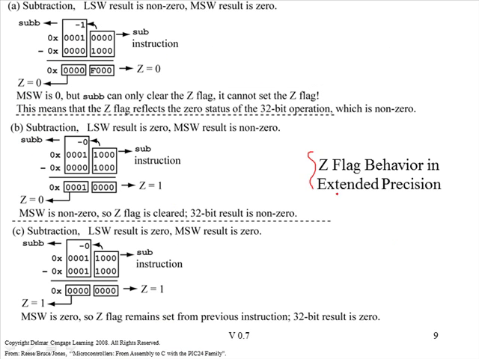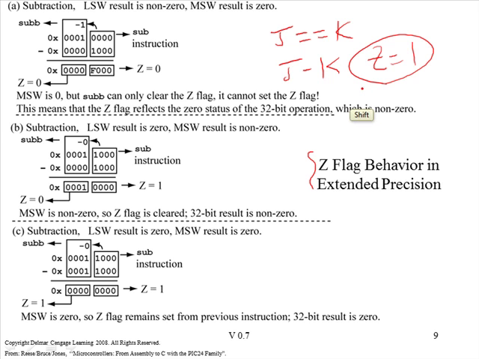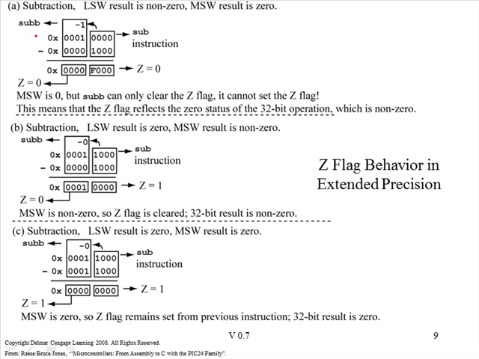Let's talk about the Z flag behavior in extended precision operations. Recall that if we wanted to check for equality of J equal to K, we subtract these two values, and if the Z flag was true after the operation, it would say that these two values were equal to each other because we produced a 0 result. Let's see how this works with a 32-bit extended precision operation. So here are two 32-bit numbers. They are clearly not equal to each other.